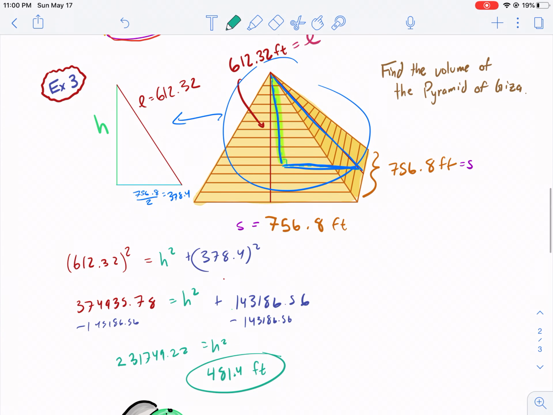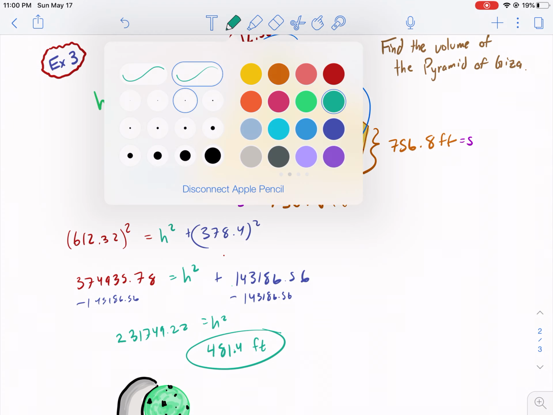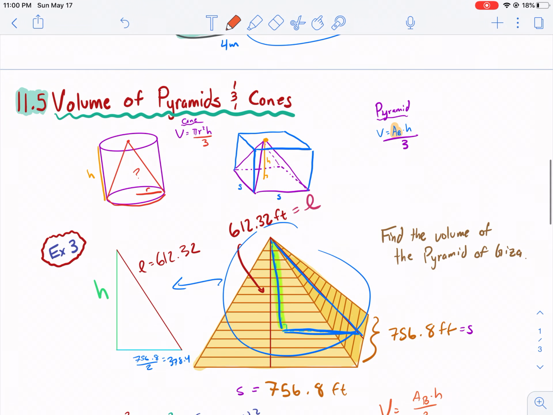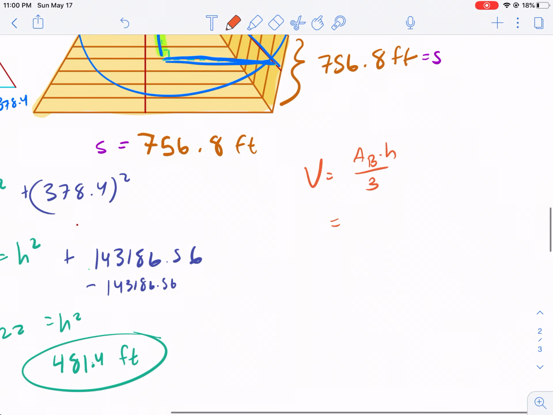Now, we need to use this to find our volume still. We're not done. So what we have to do is apply our volume formula. Let's use this orange. Volume equals the area of the base times the height divided by 3. That's actually true for both pyramids and cones, but we know that for cones, it's pi r squared for the area. Just a heads up. Okay, so now we have our area of the base is going to be 756.8 squared, and then times our height, which is 481.4. Forgot the 1. And then we're going to divide that by 3.